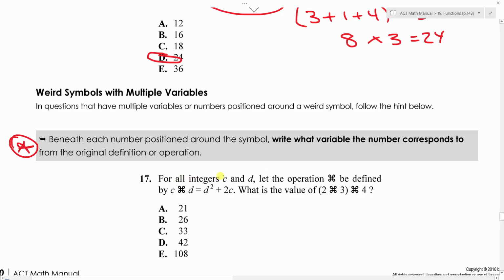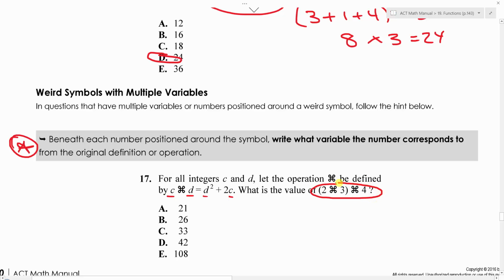So for all integers c and d, let the operation whatever be defined by c whatever d equals d squared plus 2c. So they're defining the weird symbol there by saying that whatever is here goes in here, whatever is here goes in here. Fine. We square that thing, we add it to 2 times that thing, and so on and so forth. So they want the value of this.